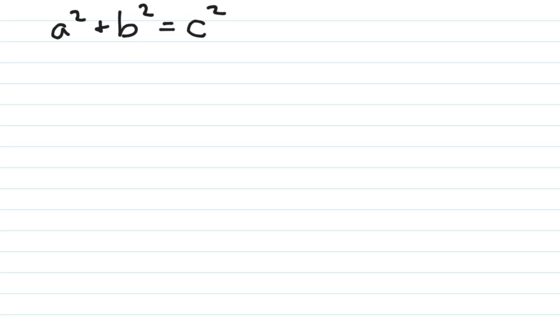To derive the distance formula, let's start out with the Pythagorean theorem and solve it for c. Right now it looks like it's solved for c, but it's got a squared on the c. We need to get rid of that. This can easily be done by just square rooting both sides.